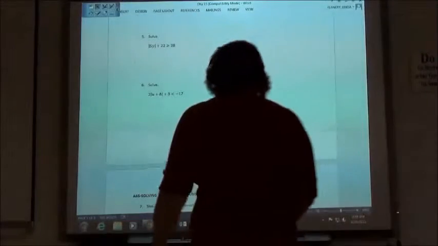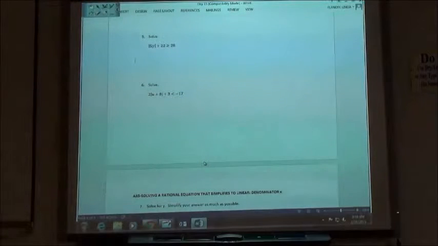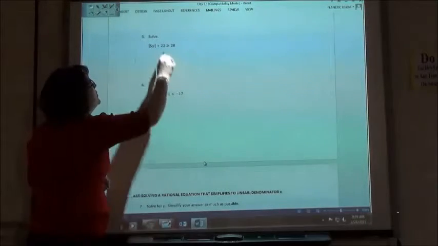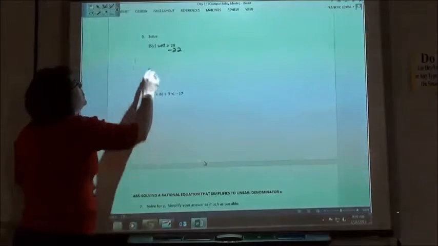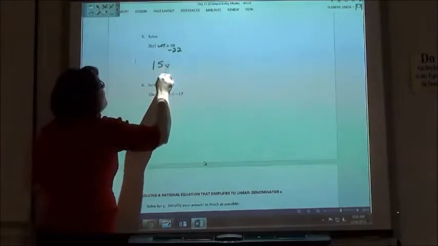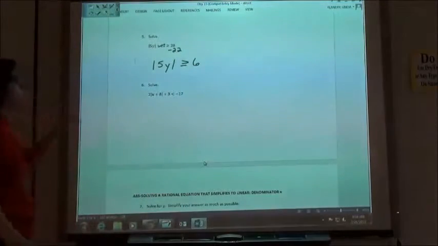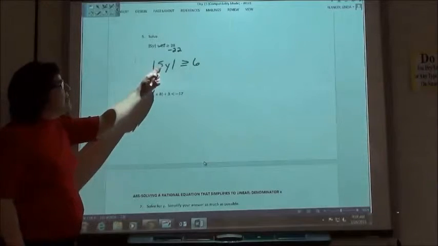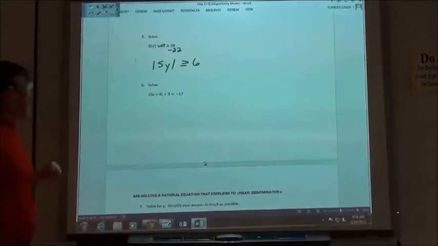Number 5 says the absolute value of 5y plus 22 is greater than or equal to 28. I want to get the absolute value by itself. So on this one, I've got to move my plus 22 to the other side. Since it's a plus 22, we're going to minus 22. So absolute value of 5y is greater than or equal to 6. And this one is a little different than the previous one. Notice that my 5 is in the absolute values. So I already have the absolute value by itself.